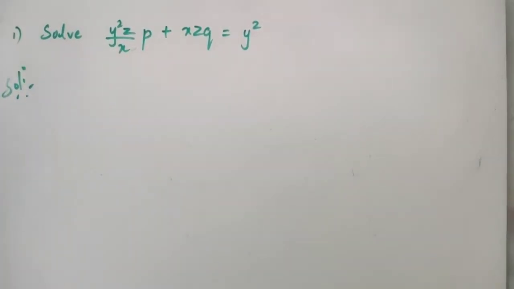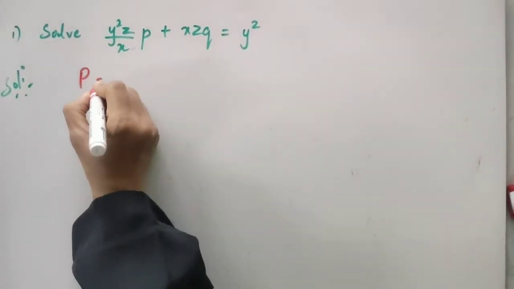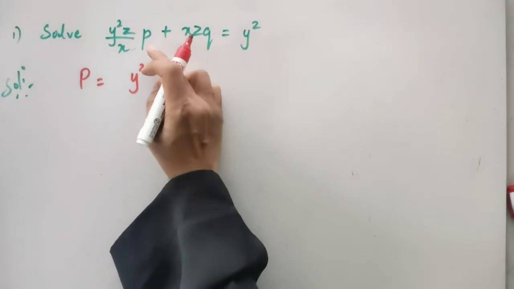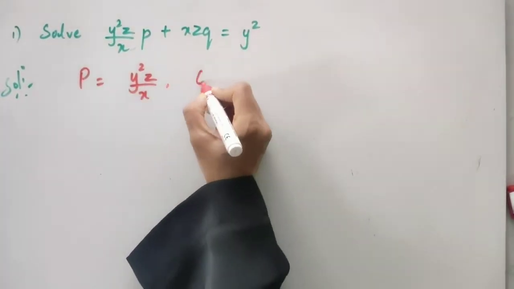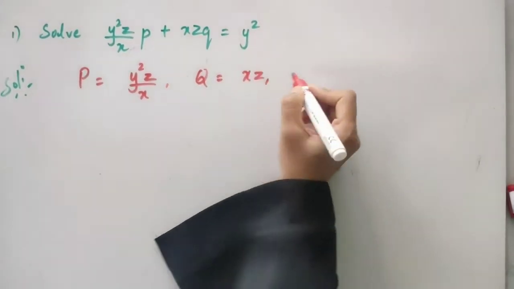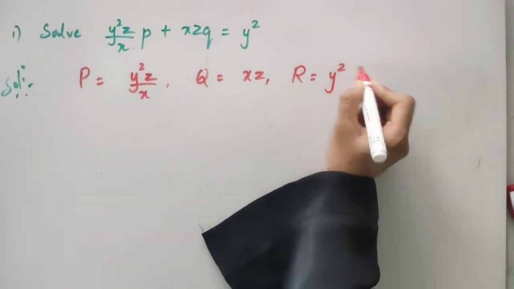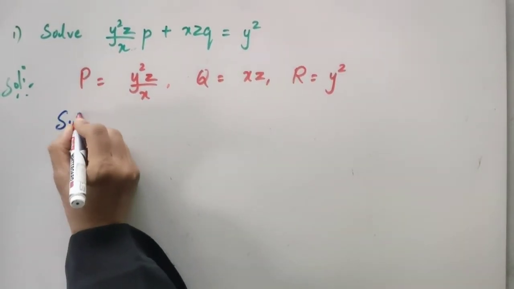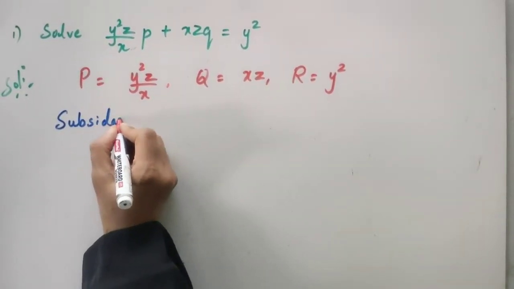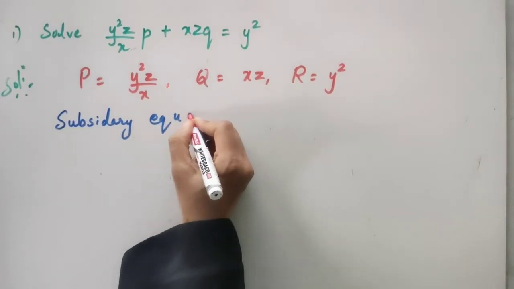Now first tell me what is capital P, capital Q and capital R. Your capital P is the coefficient of small p, that is y square z divided by x. Your capital Q is x into z, whereas your capital R is y square. The given equation is already in the standard form. I did not do anything. Now once I get this, let us consider the subsidiary equations, the first step.